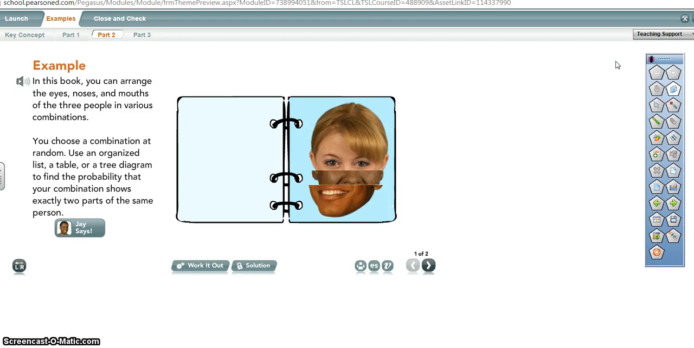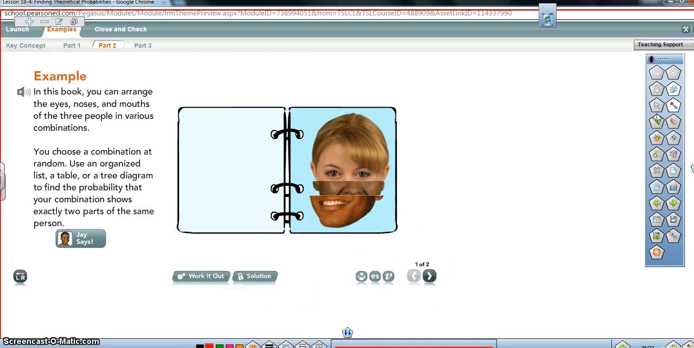Well, I'm going to use a tree diagram. I think that'd be easy. We have 3 choices to make. Someone's eyes, someone's nose, and someone's mouth. So I'll organize my tree diagram like that.